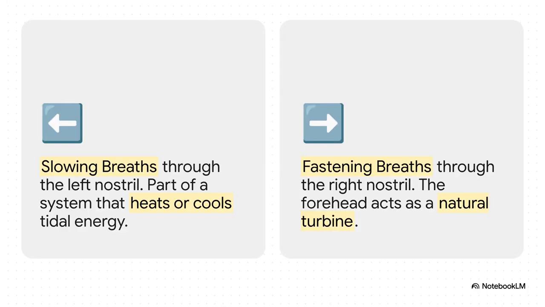Now, to make this a little less theoretical, the source gives a really simple, relatable example: breathing. It suggests that the way we breathe, alternating between our left and right nostrils, is actually a kind of energy harvesting system. The forehead is described as a natural turbine that regulates thermal energy. It's a pretty wild way to reframe something we do every second without thinking.